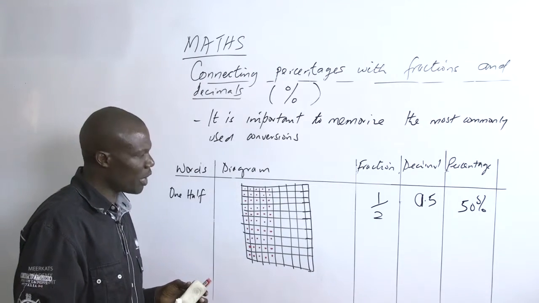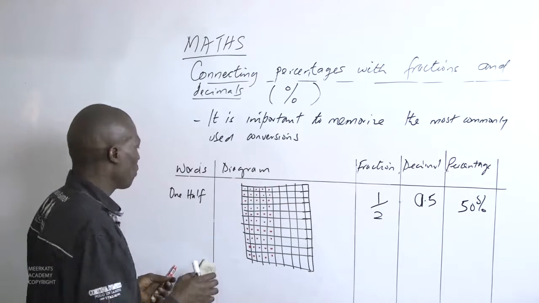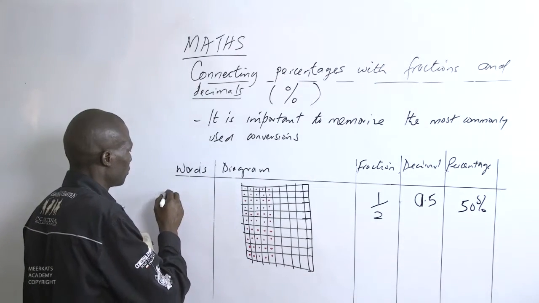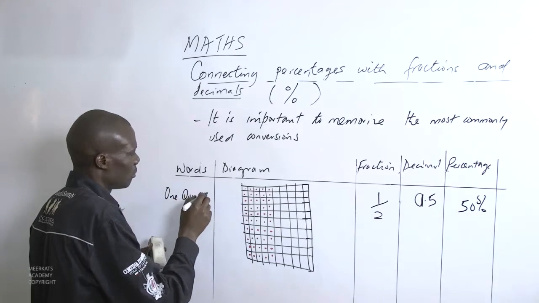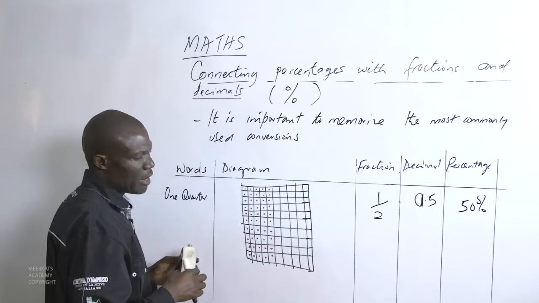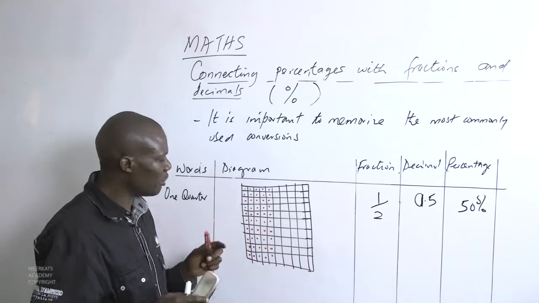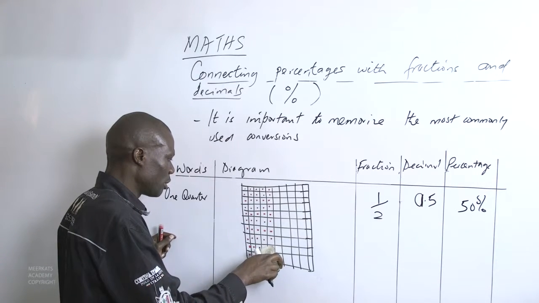If we required to represent a quarter, then it would mean that out of 100 boxes here, only 25 are shaded. So these ones will be removed.